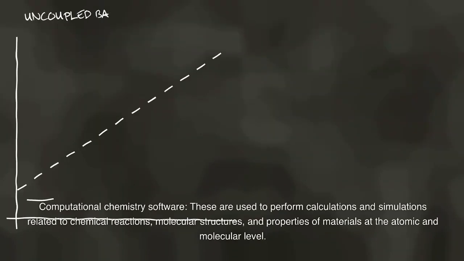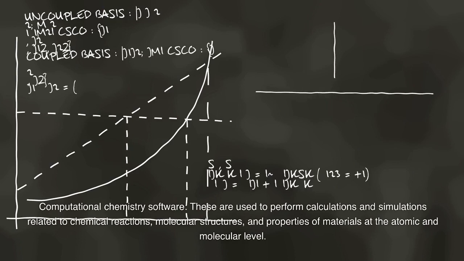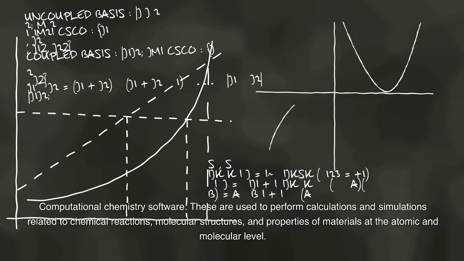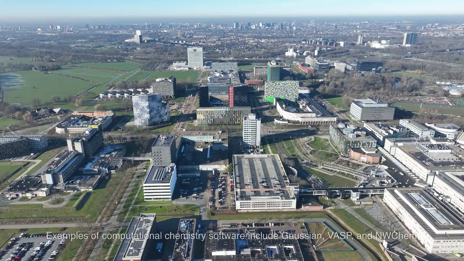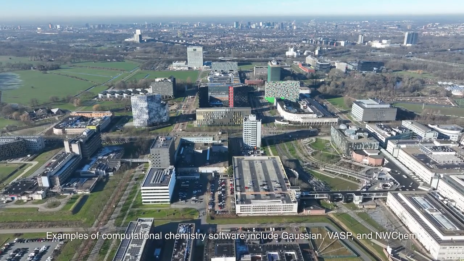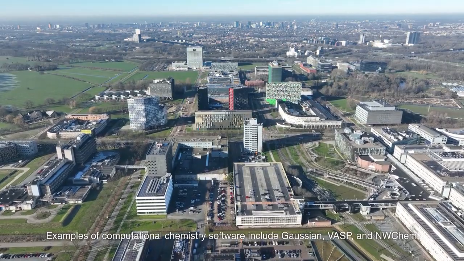Computational chemistry software. These are used to perform calculations and simulations related to chemical reactions, molecular structures, and properties of materials at the atomic and molecular level. Examples of computational chemistry software include Gaussian, VASP, and NWChem.